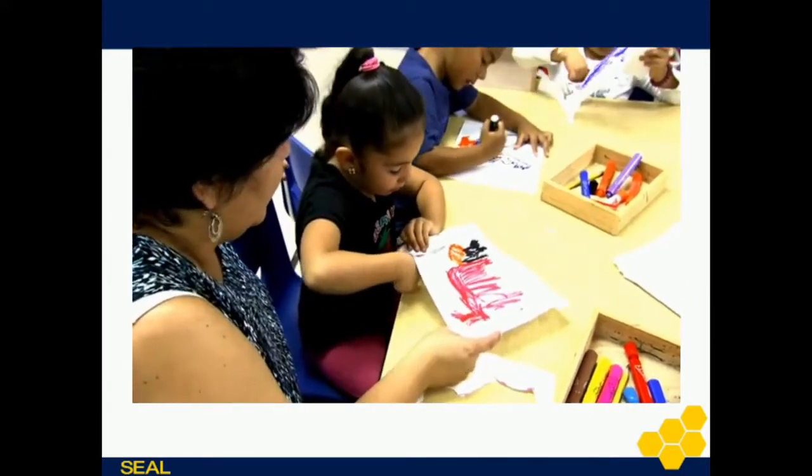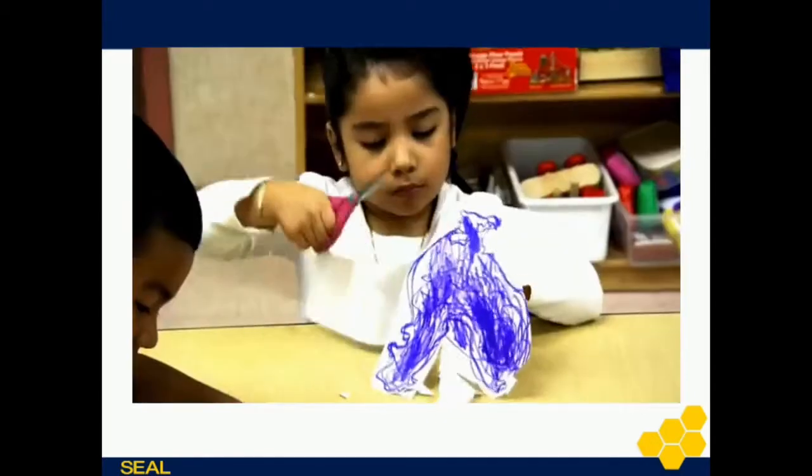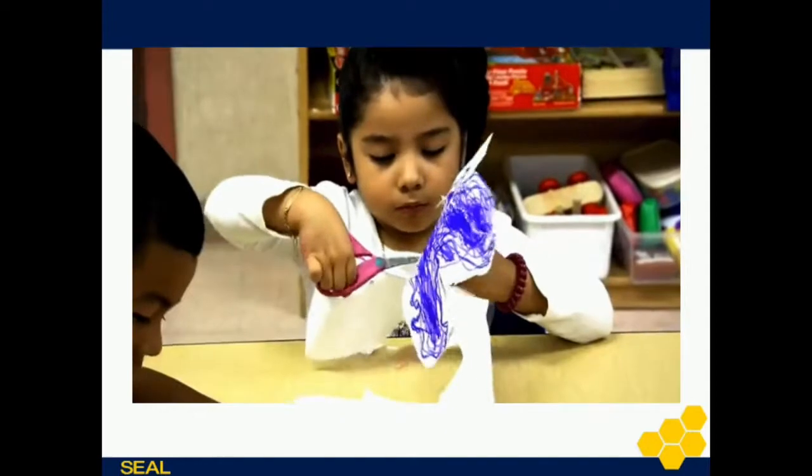Children are involved also in creating the environment. And one of the ways they create the environment is through this thing called the living wall.